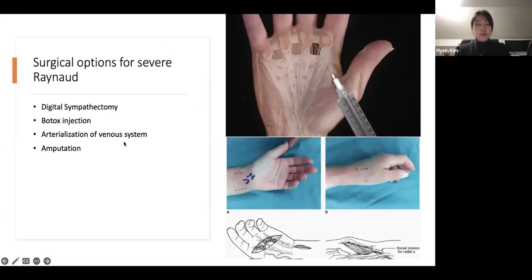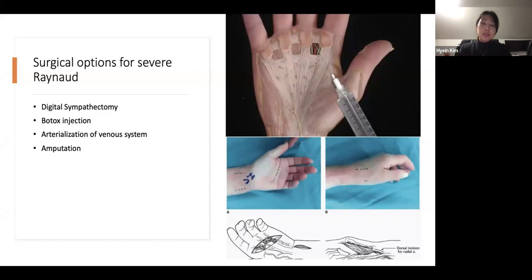And in very, very bad, refractory cases, sometimes we consider surgical options or procedures. It's something that I can't do, but we send to surgeons locally.